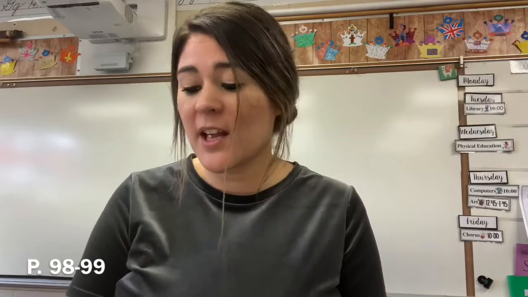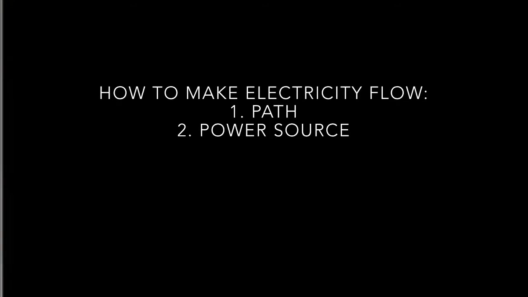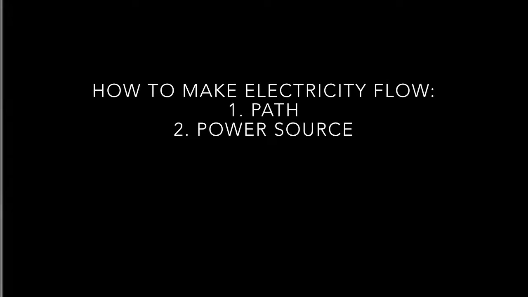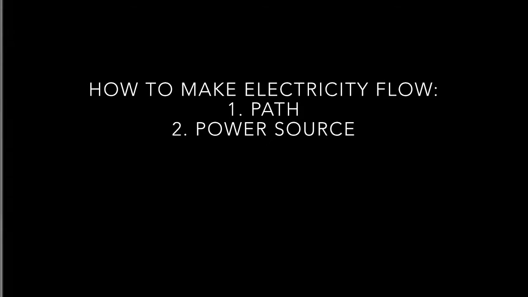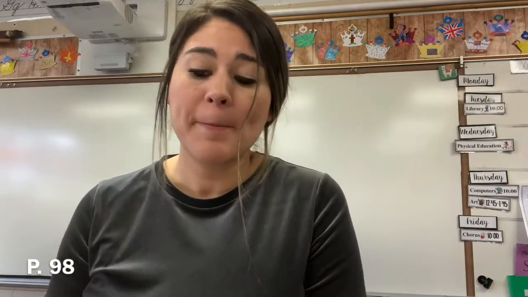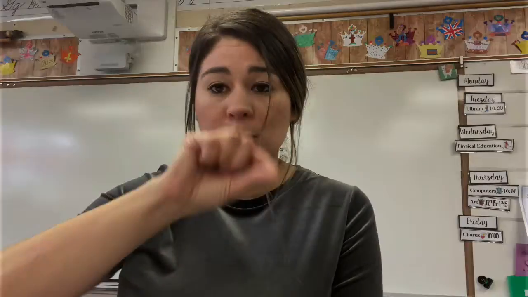We go on to pages 98 and 99, talking about series circuits and parallel circuits. You need two things in order to have electricity flow. Number one, you need a path, and you need a power source. Electricity cannot flow unless it has a path and a power source. So in this instance, in your book on page 98, your power source would be your battery and the path would be those wires.